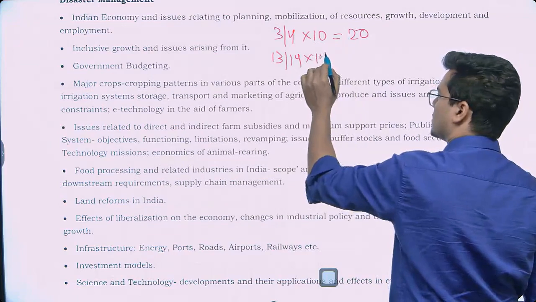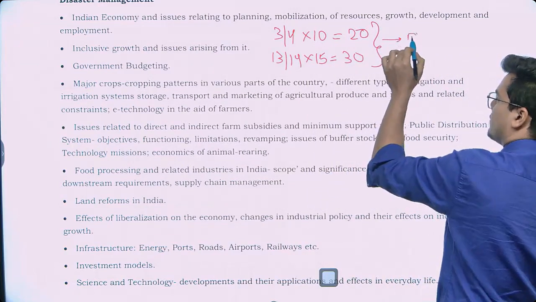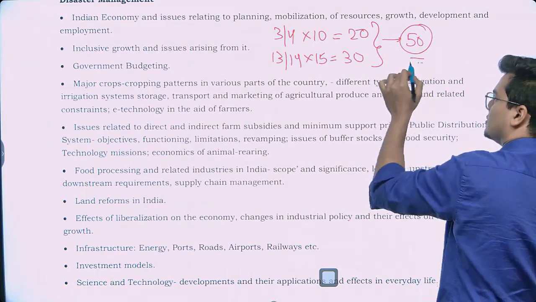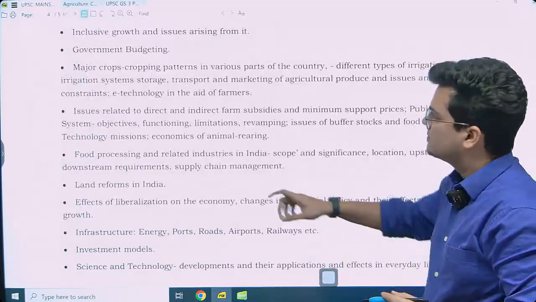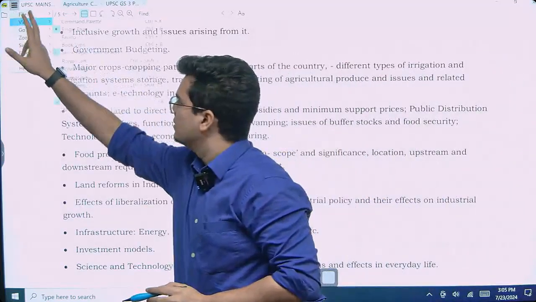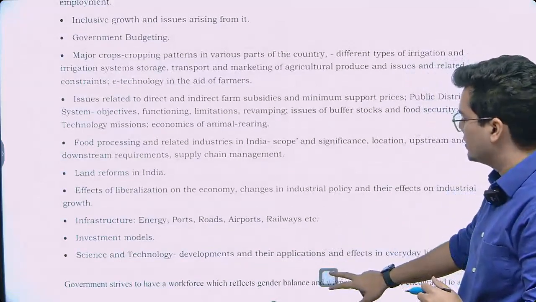These are 15 marks each, so this is 30 marks, and its weightage in almost every paper is 50 marks. So the same weightage as economy, the same weightage as internal security. So agriculture has 4 questions every year, 50 marks in total. Now let's look at what the syllabus of agriculture is.